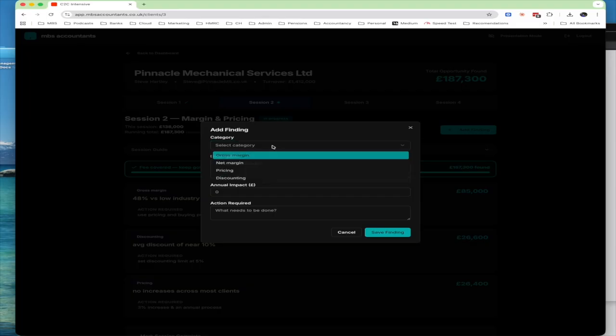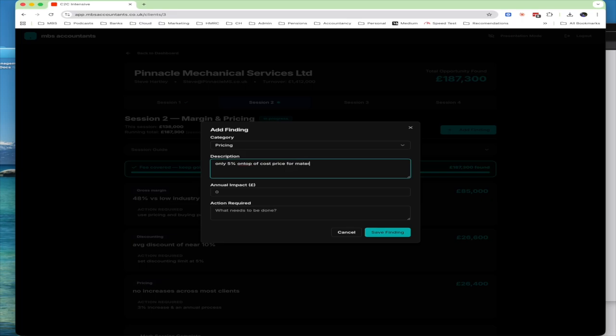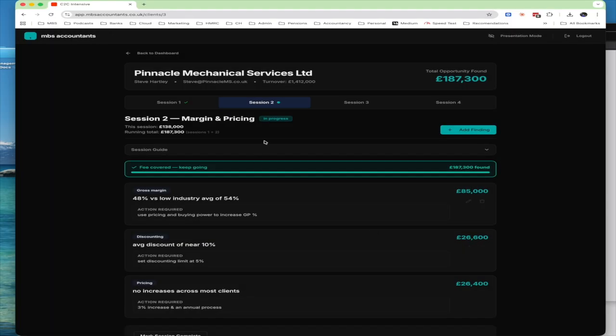Okay? And it's a pricing policy. It's not a renegotiation. It's just the fact that you need to have some room on the materials. Sometimes materials go a bit wrong. We have to buy replacements, defects and so on. So there needs to be that built in, right? So again, this was effectively a pricing issue. Only 5% on top of cost price for materials. Increase to 15%. And that increase to 15% is another £14,000 per year based on the current spend. Okay?